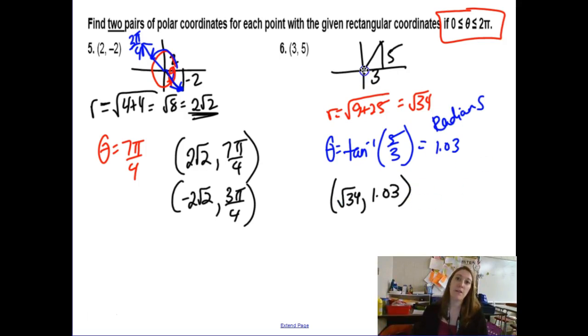Now, if I want the other one, I would simply add half a rotation, so add pi to that. And I would get, what angle would that be? Let's see, I should be able to do that, 4.17 approximately for radians. But remember, I need to back up to here. So instead of going positive square root of 34, we'd have to back up square root of 34.